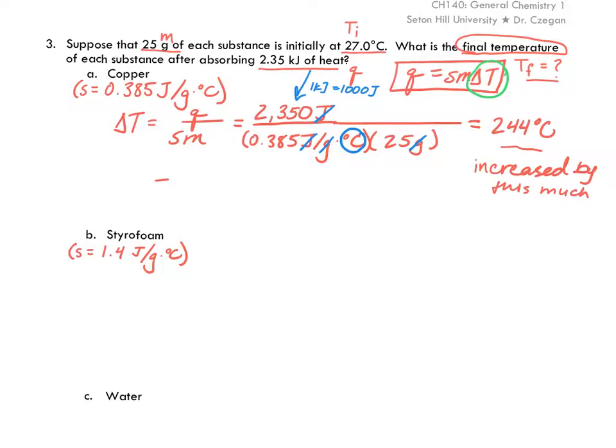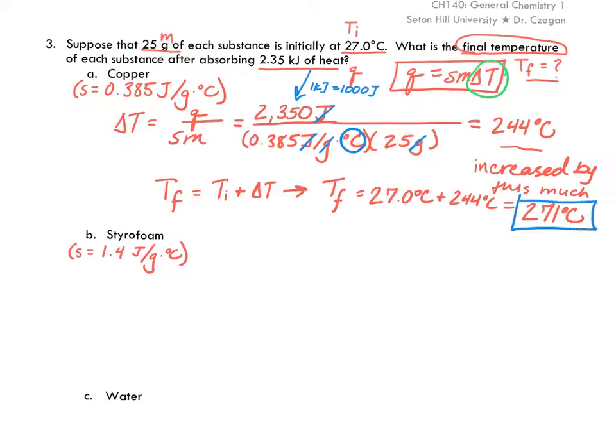So the final temperature is going to be equal to the initial temperature plus that change in temperature. So our final temperature is the initial temperature, 27 degrees Celsius, plus our increase in temperature, to give us a final answer of 271 degrees Celsius. So that's one way you can use this equation.